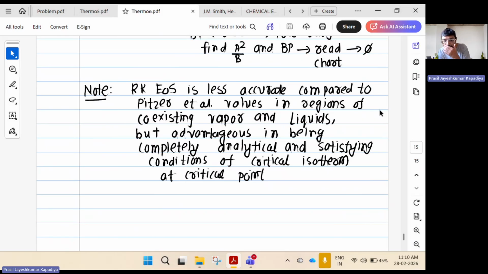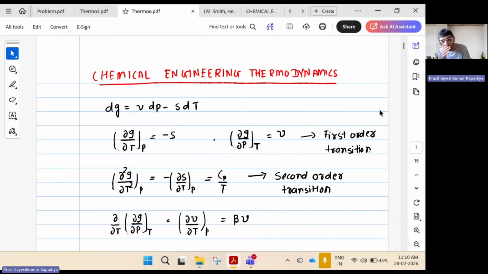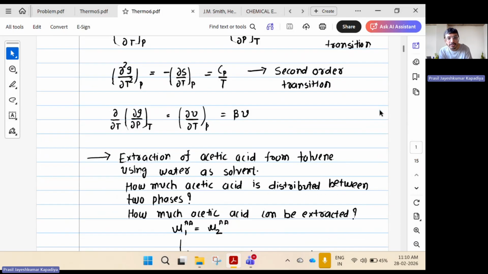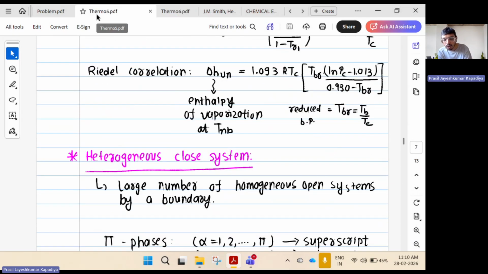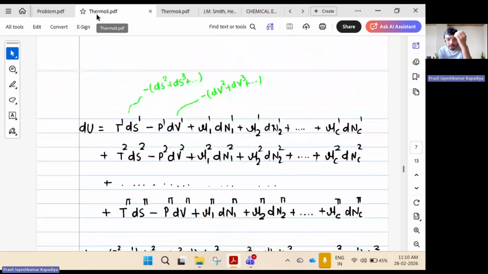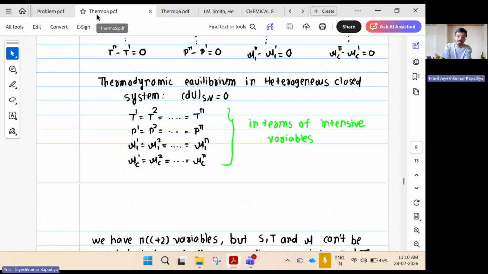So that is what we must remember when we are dealing with this. Okay, so this is all about the theory part today. So we first had a look at this heterogeneous closed system, and we derived the condition for thermodynamic equilibrium, that is temperature in each phase should be equal, pressure in each phase should be equal, chemical potential of each component in each phase should be equal.